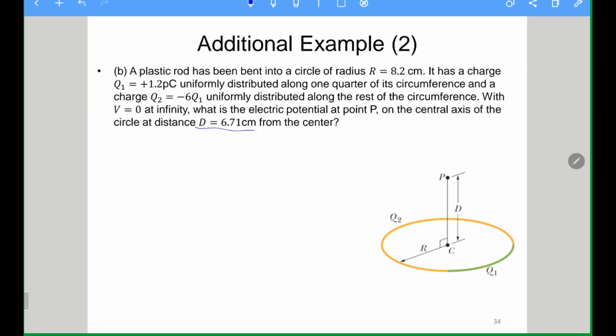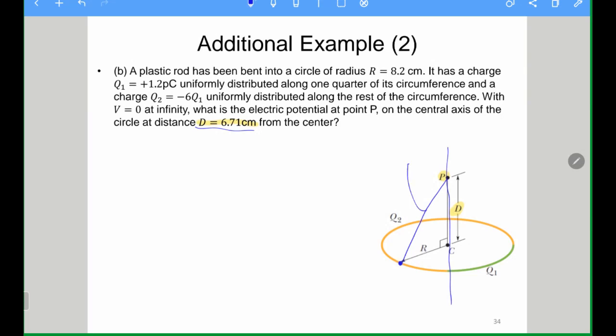So here, rather than calculating the potential at point C, we calculate the potential at point P with this distance D. Still, because this is the axis of the circle, all the distances from the rod to point P are the same because the radius doesn't change. And this side doesn't change also. This is a right angle triangle.